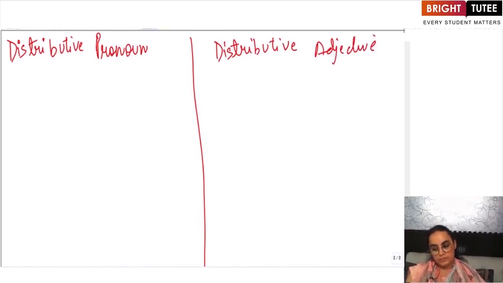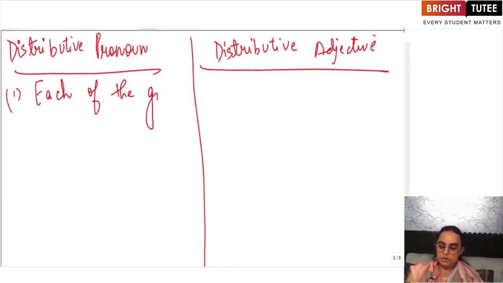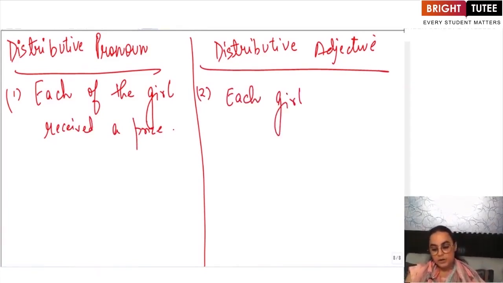Okay. Let us look at a few sentences. Each of the girls received a prize. And for adjective, how is the sentence going to be framed? Each girl received a prize.